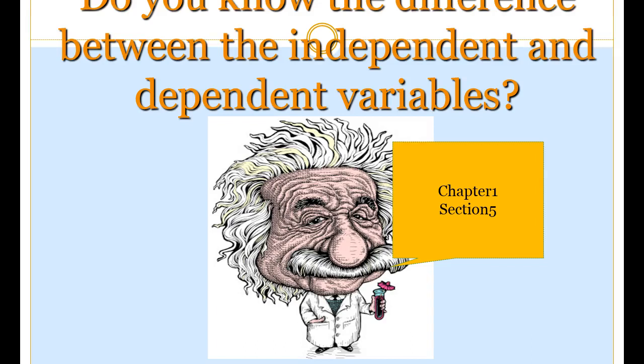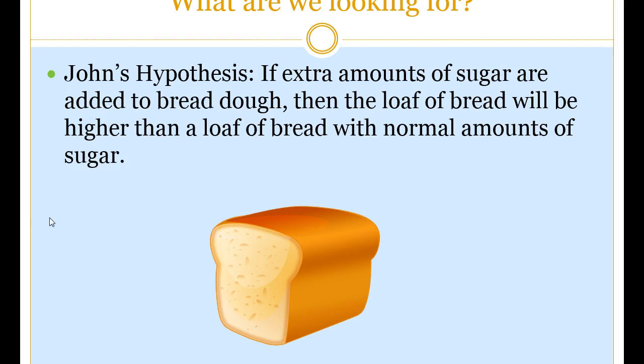All right, so I wanted to spend time with both grade levels. So this is for both 7th and 8th grade, really going over independent and dependent variables. And there's a quick seven question check at the end of this that you all need to do to make sure you know the difference between independent and dependent variables. All right, so what are we looking for?